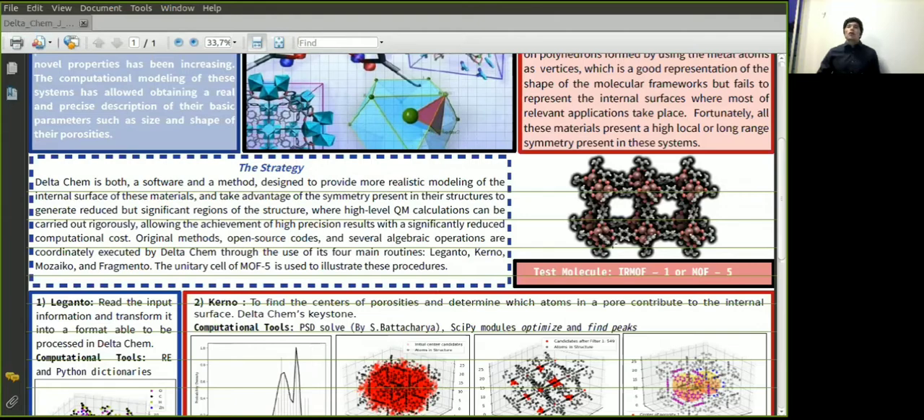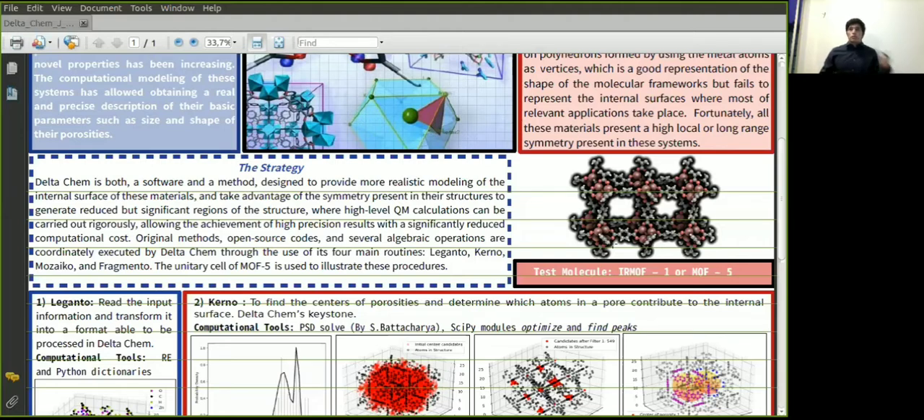The Python-written algorithm of Chem determines the atoms in the structure of a material that actually contribute to form the internal surfaces. Then it selects the convex uniform polyhedra that best resemble the shape of the porosities. It takes advantage of the symmetry present in these materials to generate a minimal volume element where high-level quantum mechanical methods can be applied rigorously, allowing the achievement of high-precision results with a significantly reduced computational cost.